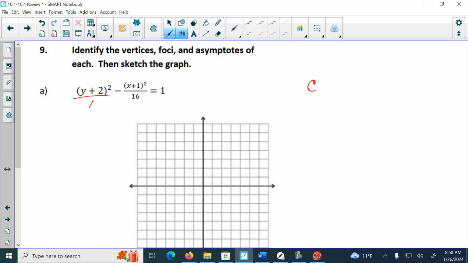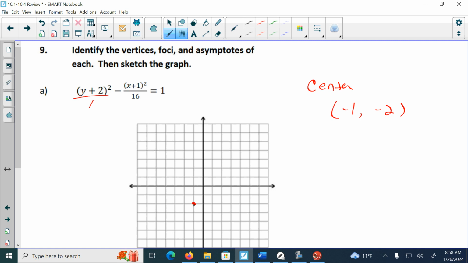My center is whatever. Now I have to pay attention to what's being subtracted from the x and what's being subtracted from the y, because it's not automatically going to be x first, y second. So what I'm subtracting from my x is going to be -1. What I'm subtracting from my y is going to be -2. So my center is -1, -2. So there's my center.